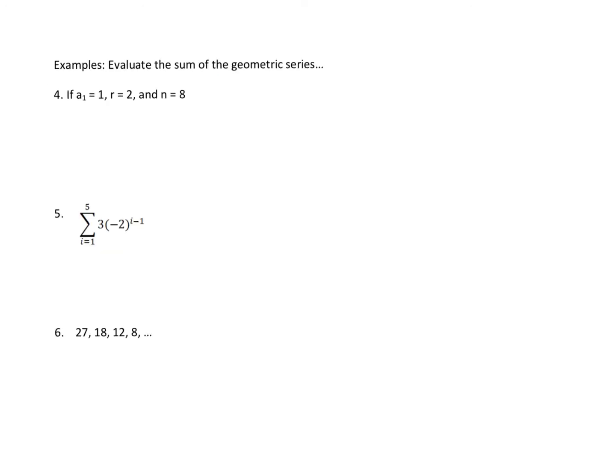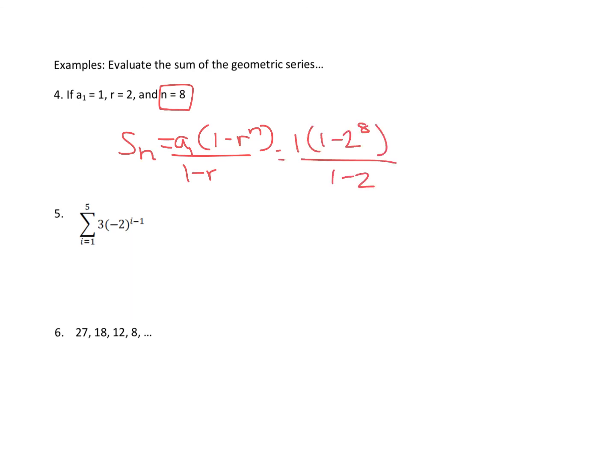For these problems, I just asked you to evaluate the sum of the geometric series. For number 4, this is a finite series. We know that it's finite because they told us n equals 8. So I'm going to use that finite series formula. It's going to be S sub n is equal to A1 times 1 minus r to the n over 1 minus r. And this one's really nice because I actually gave you the values. Go ahead, calculate that on your own. So you should end up getting 1 times negative 255 over negative 1, which just gives you 255.